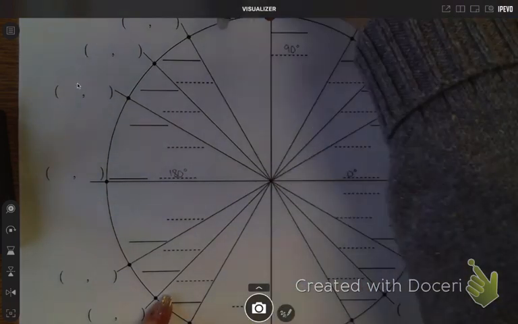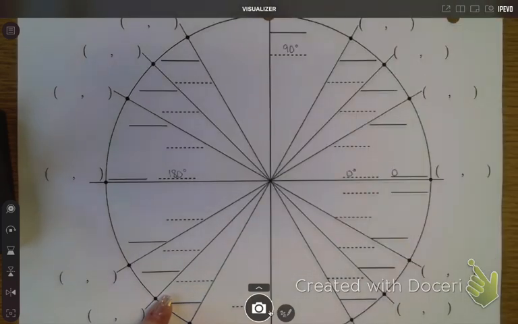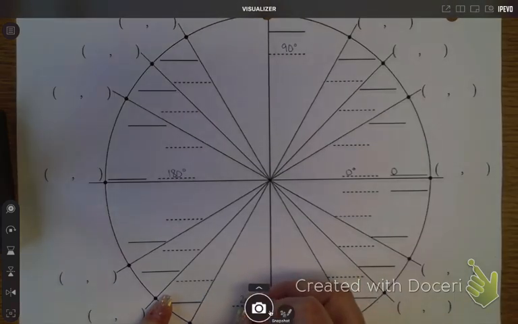And I don't know how to get this off of my screen, the camera thing. Just hit it. See what happens. No, that takes a picture.